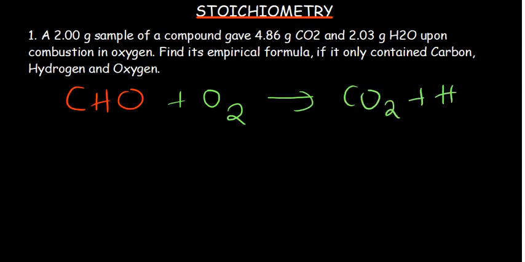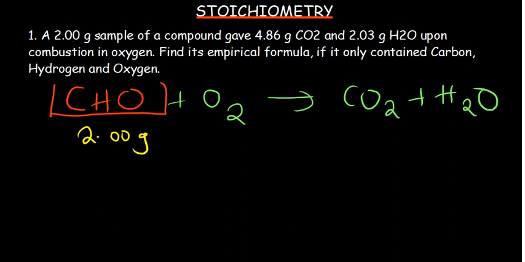In such a case, they give you the mass of a compound of known formula, which here is 2.00 grams. Then they give us the amount of products: carbon dioxide 4.86 grams, and water 2.03 grams. Find its empirical formula if it only contained carbon, hydrogen, and oxygen. So how do we get to such a question? What are we supposed to do?